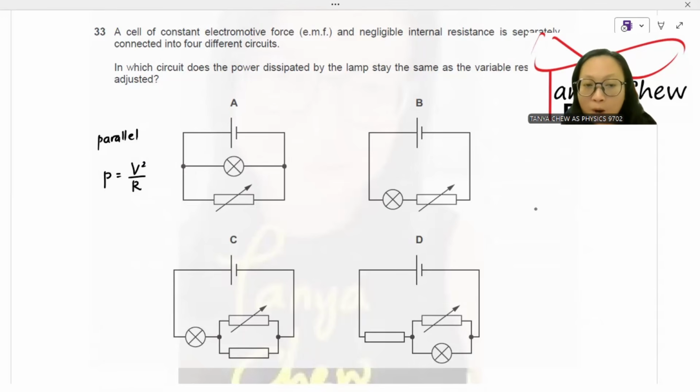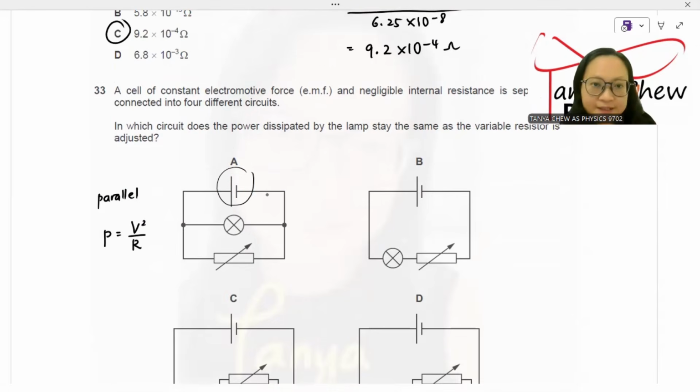So the power of the lamp depends on the voltage across the cell. That is why no matter how much the variable resistor is being adjusted, the power across the lamp is still the same, because it depends on the resistance of the lamp itself and the EMF of the cell. So I would say A is the answer.